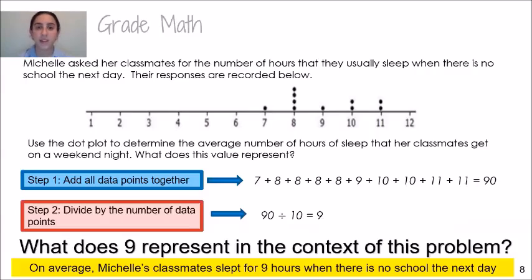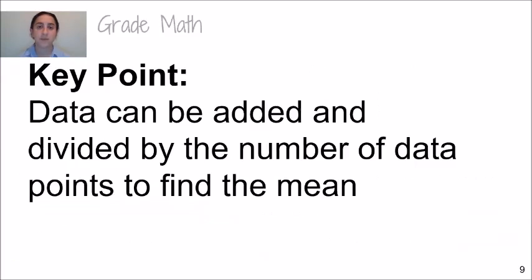The mean of 9 in this problem means, on average, Michelle's classmates slept for 9 hours when there is no school the next day. That is a number that is representative of this data set. Again, we used our key point to find the mean by adding all of the data and dividing by the number of data points. That's how we find our mean every time.